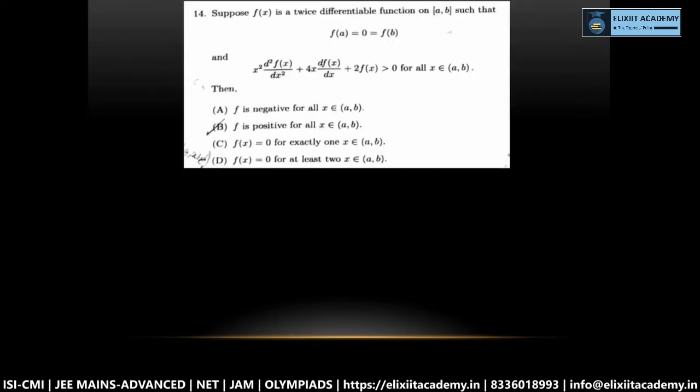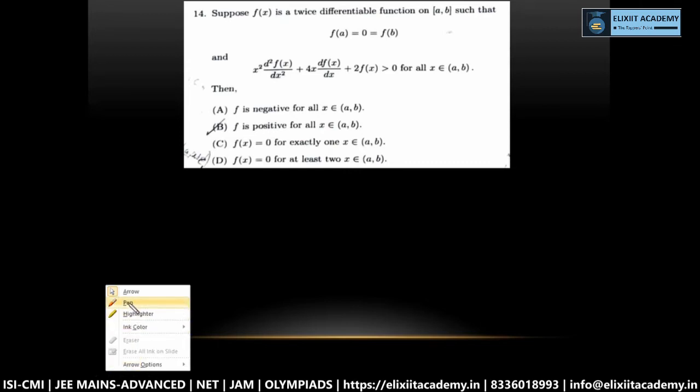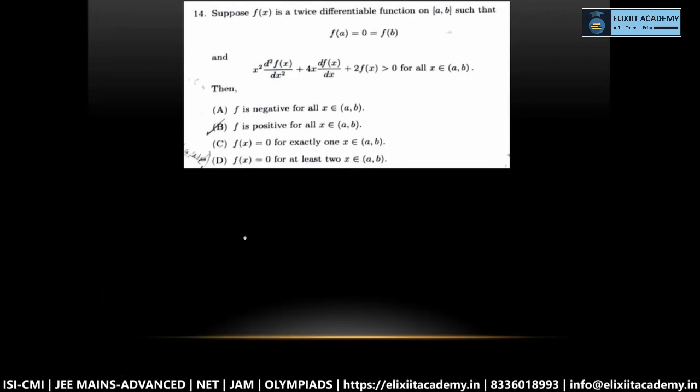So now this is once again a very standard question compared to the others, and what we feel is this is a bit challenging question. And obviously, first of all, this second order differential equation is given: x squared d2f(x) by dx2 plus 4x df(x) by dx plus 2f(x). This is a second order differential equation, and that too with variable coefficient, x squared. So that's a variable.